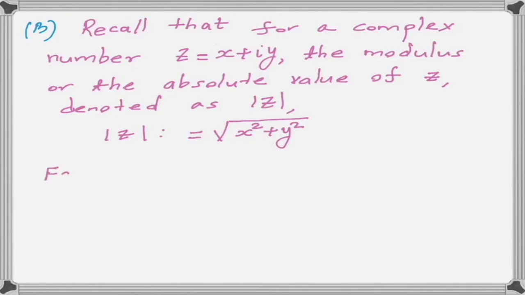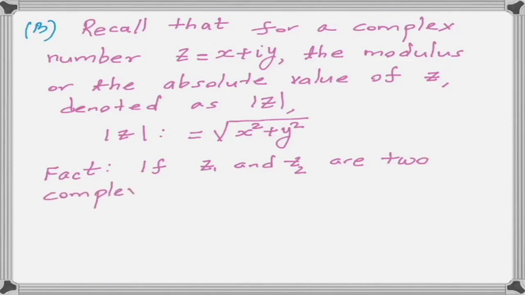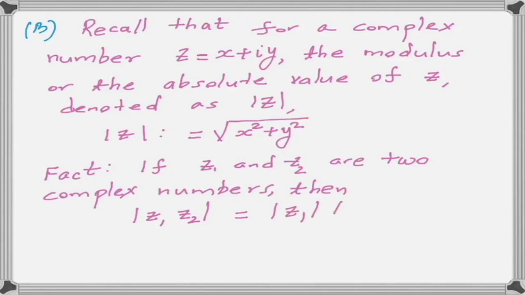It is well known that if z1 and z2 are two complex numbers, then the absolute value of z1 z2 is equal to the product of the absolute value of z1 times the absolute value of z2.